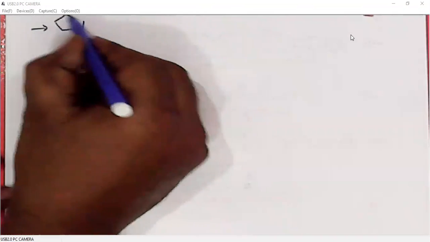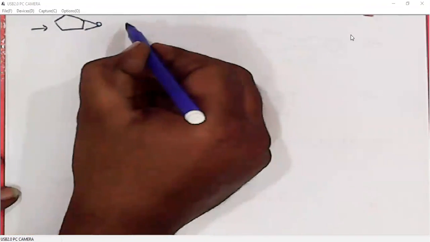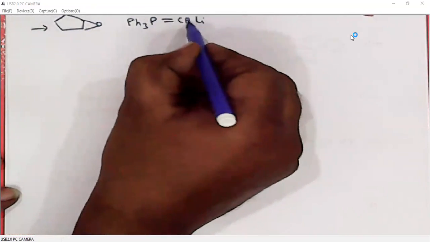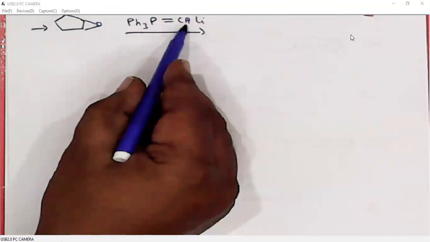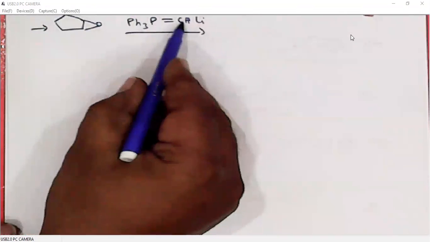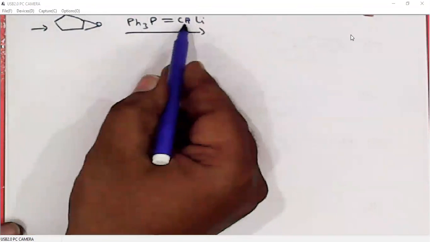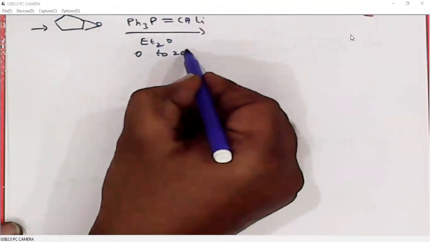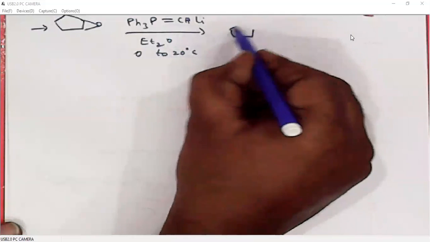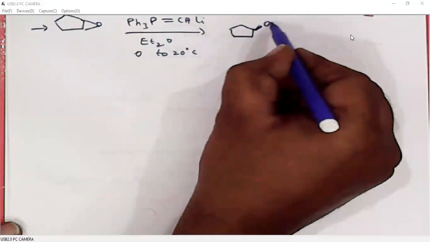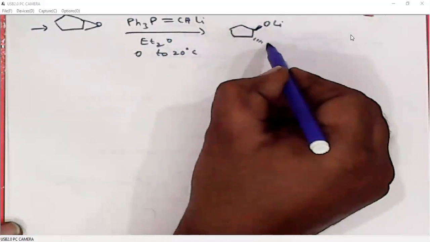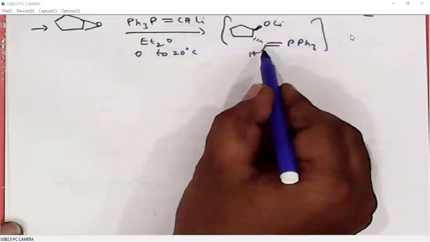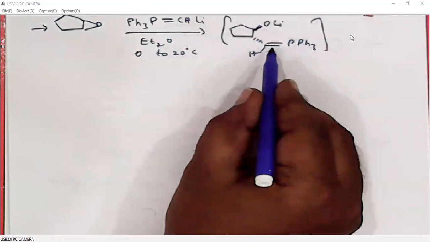Wittig can also be used to open the epoxides. Generally, the alkyl lithium salt of the Wittig, so that means a simple Wittig CH2, when it is treated with alkyl lithium, one of the protons will be removed by the alkyl lithium. This Wittig reagent is generally used to open the epoxides. Of course, we know the ring opening of epoxides is always anti. Now the Wittig reagent is still active, right?